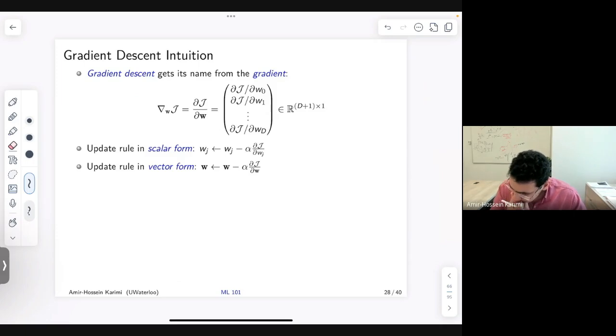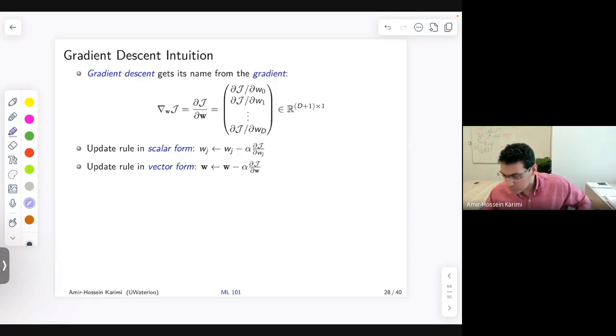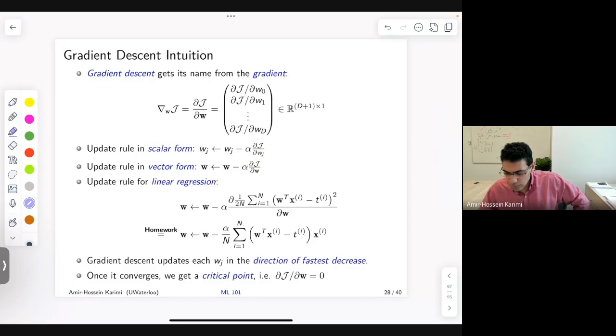So to summarize the gradient descent intuition, then, of course, gradient descent gets its name from the gradient. In this case, it's a vector over partial gradients of the loss function over all the dimensions that I have. We looked at the case of a scalar form of update rule, but we need not stick with scalar. We can take the vectorized version, and that's what we do really in higher dimensions. And it turns out that if you want to write out the update rule for the particular loss and model that we're studying today, it looks something like this.